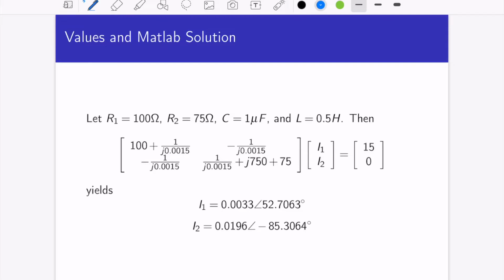And that gives you I1 equal to 0.0033 at an angle of 52.7063 degrees amps. And I2 is equal to 0.0196 at an angle of minus 85.3064 degrees amps.